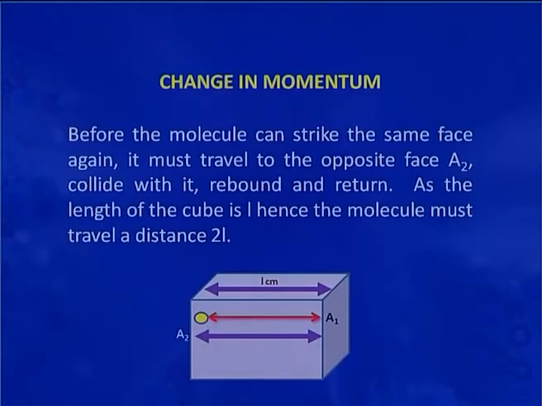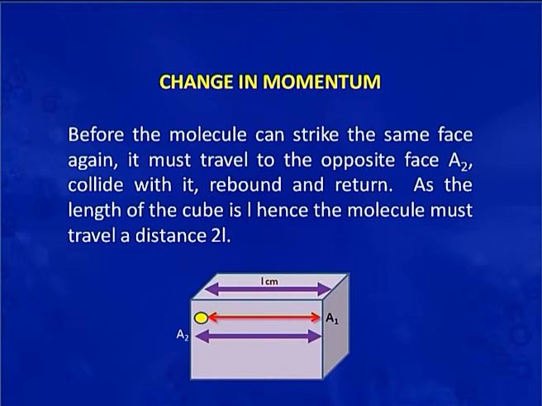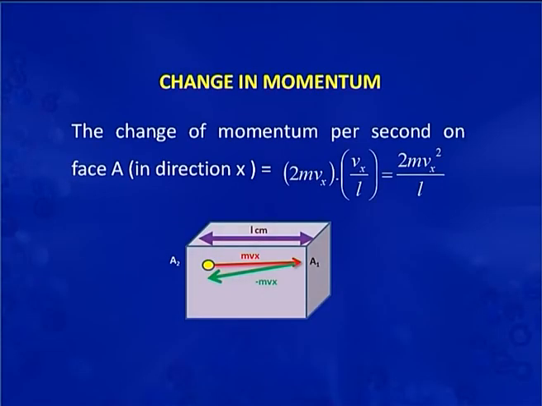Before the molecule can strike the same face again, it must travel to the opposite face A2, collide with it, rebound and return. In this case, the molecule travels a distance of 2L. Now we can calculate the change in momentum. The change of momentum per second on the face in the x direction is 2mvx into vx by L. So, it will be 2mvx square by L.